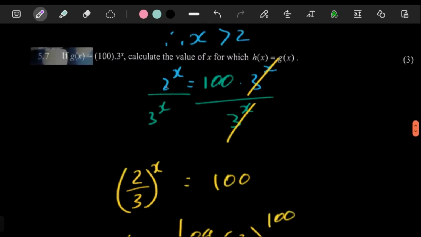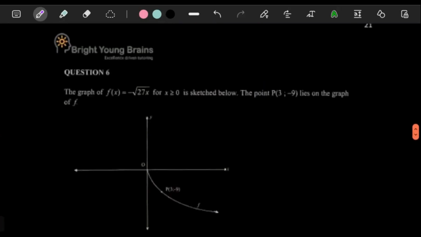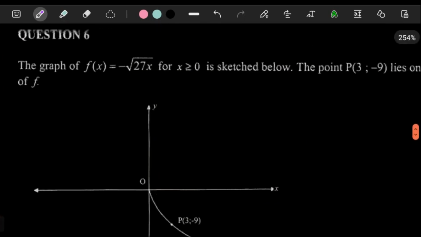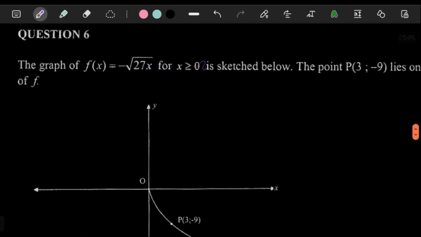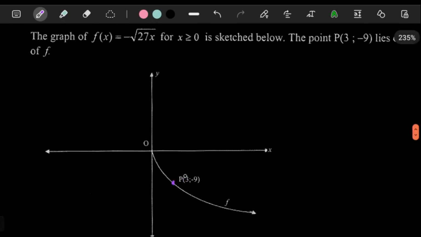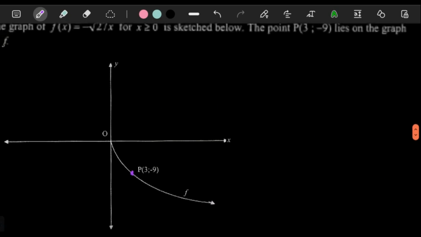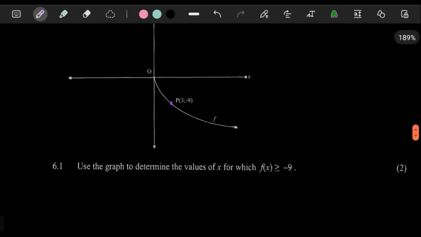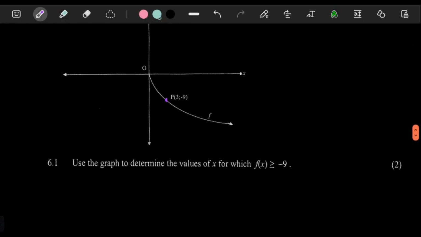So let's move on to the next question, which is question number 6. It says the graph of f of x is clearly a portion of a graph, and we're only considering x values that are bigger than 0. It is sketched below. We have point P. It lies on the graph of f, and then it says here for 2 marks. What should we do for 2 marks?